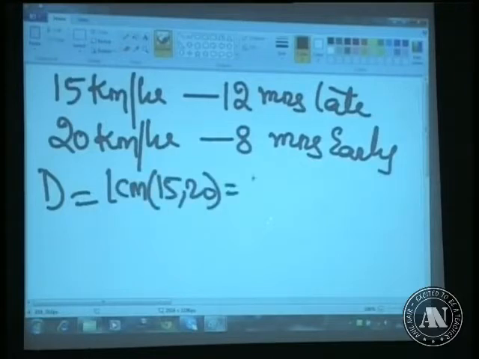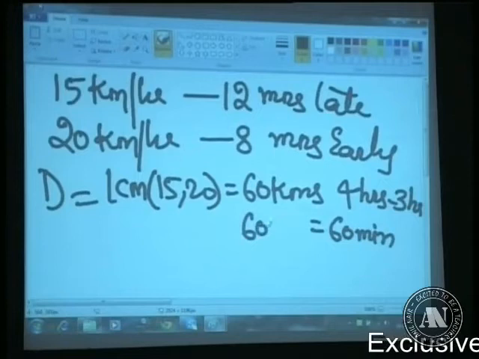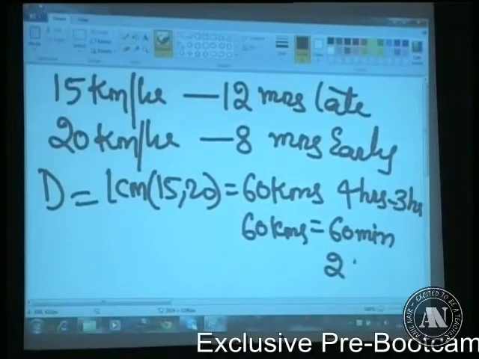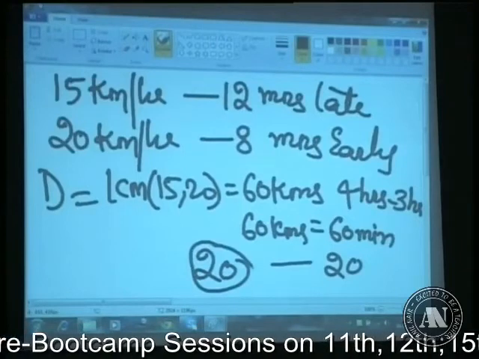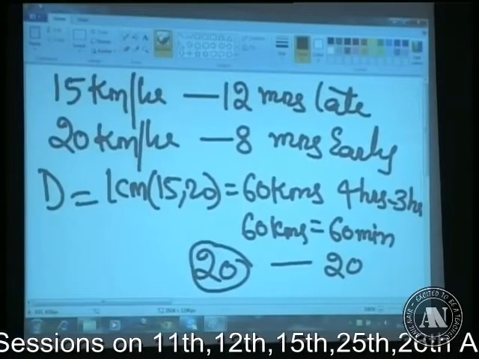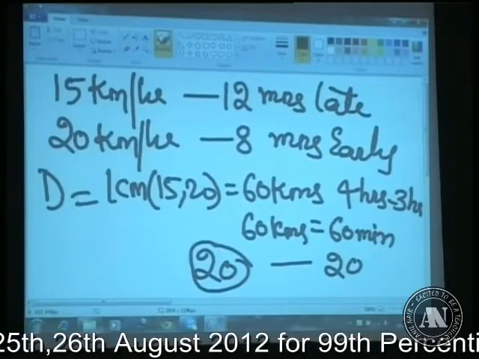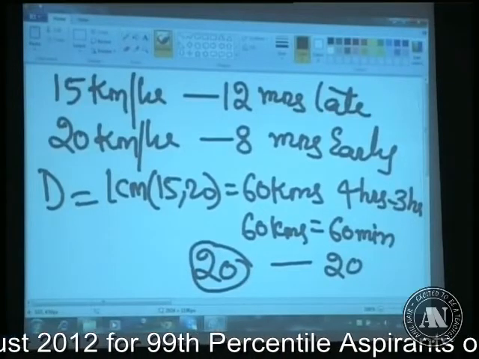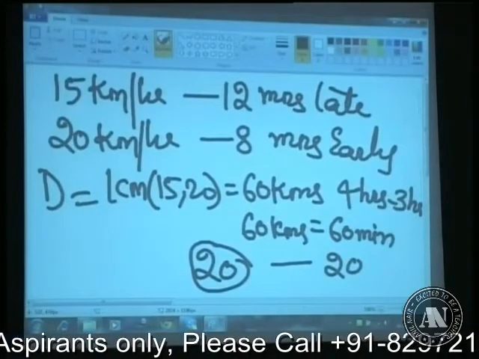answer quickly, sir. This is 60 kilometers, first day, 4 hours, second day, 3 hours, difference is 1 hour is 60 minutes. 60 minutes is 60 kilometers. I require 20. Answer is 20. Already I heard the answer from this side. Good. Answer is 20. Right?